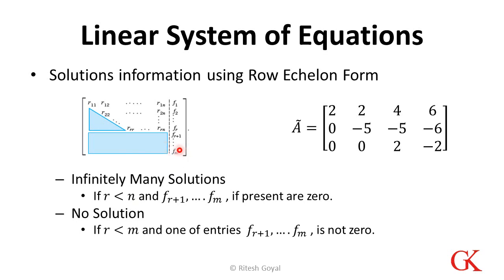If it is less than m, look at this parameter. If it is non-zero, then sorry boss, there is no solution because we are having 0x1 plus 0xn equal to a non-zero value. If it is 0, then come back to the one solution or infinite solution condition.